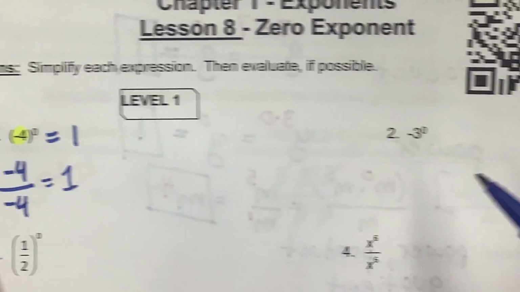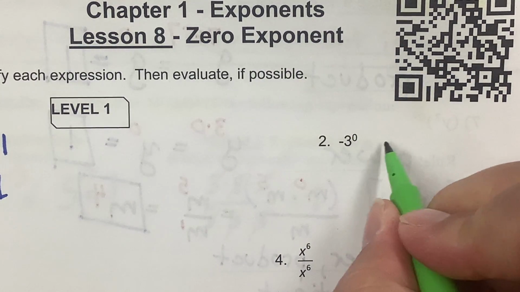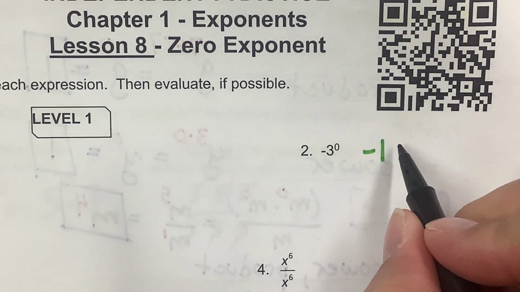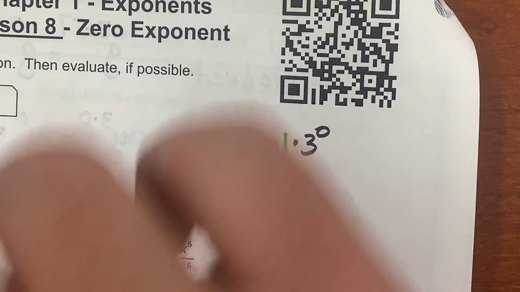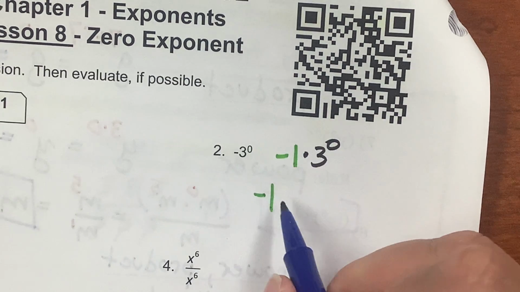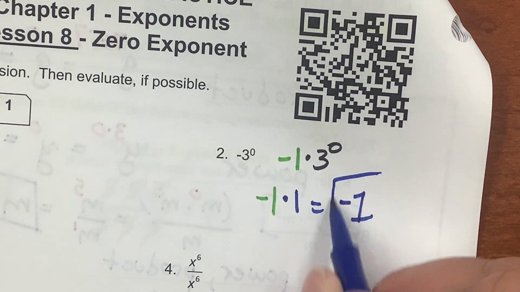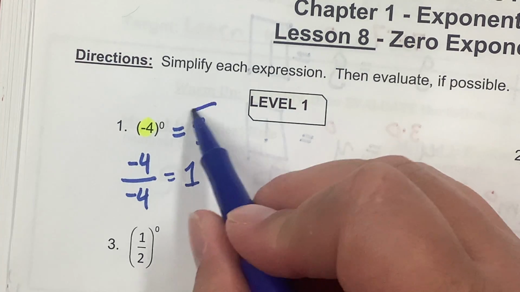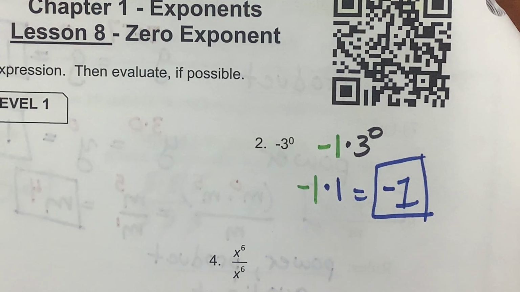Now, for this one, that's different. That is really -1 times 3 to the 0 power. So it's -1 times, well, 3 to the 0 power is 1. So -1 times 1 is -1. And that's the difference between whether you have parentheses or you don't have parentheses. With parentheses, it's +1. Without parentheses, it's -1.